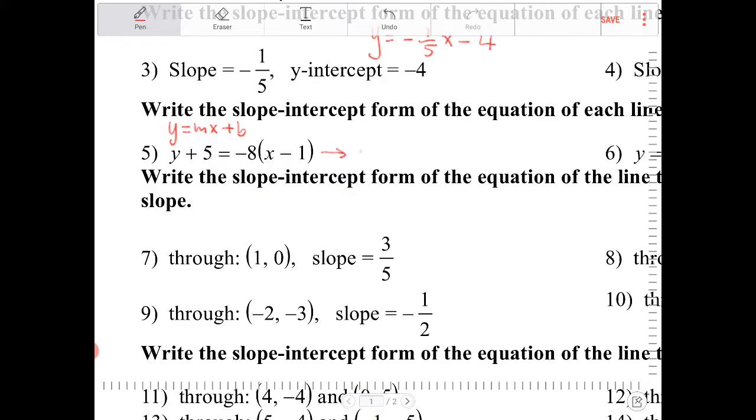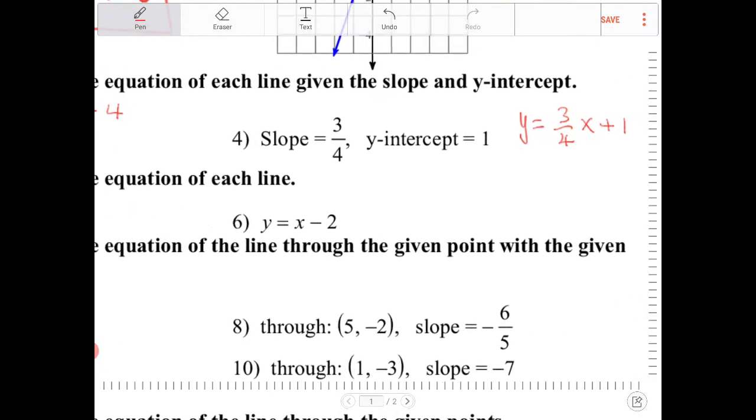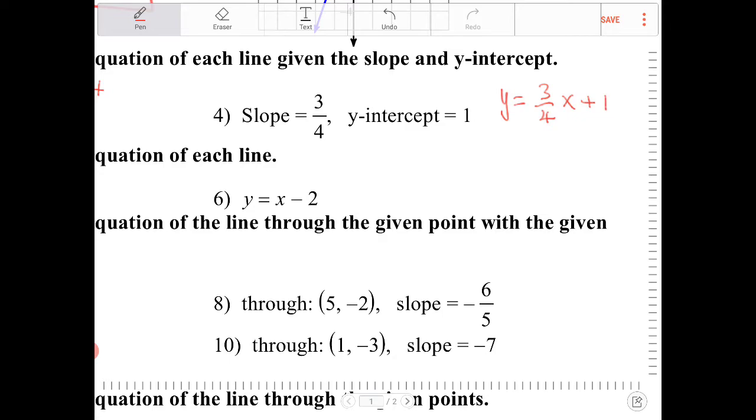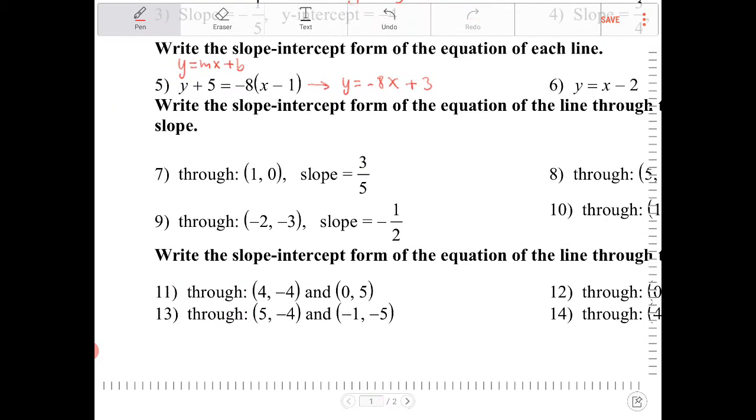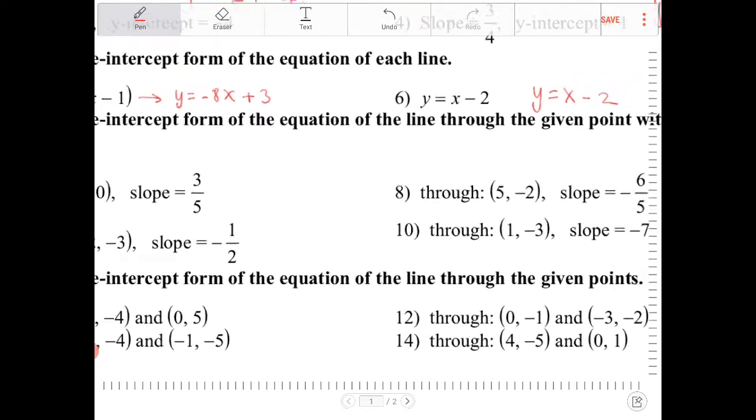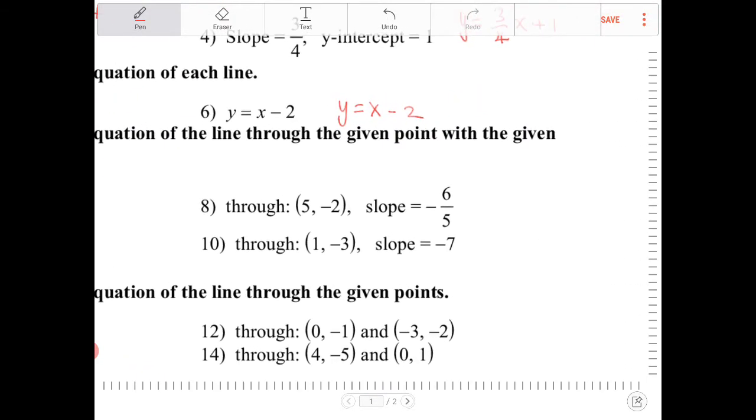And if we do, we'll end up with y equals negative 8x. The negative 8 times negative 1 becomes positive 8. Minus 5 becomes plus 3. And that's the equation of the line in slope-intercept form. This is already a line in slope-intercept form, so there really isn't anything else for us to do. We can just leave the answer or rewrite this equation here. And that's really it.